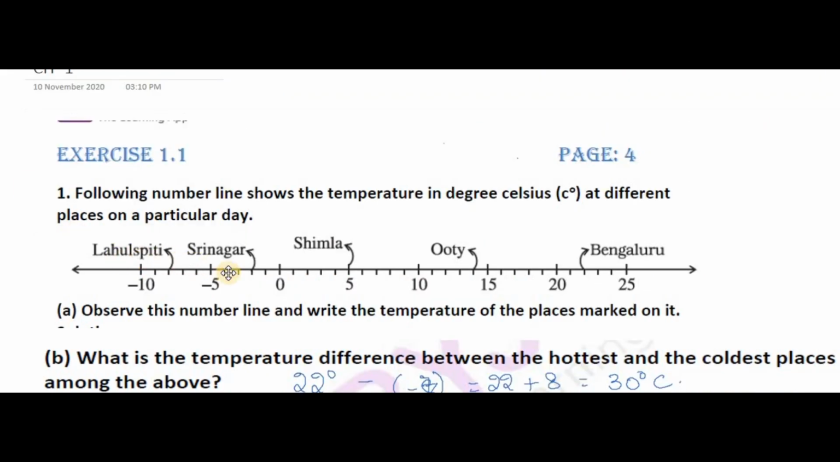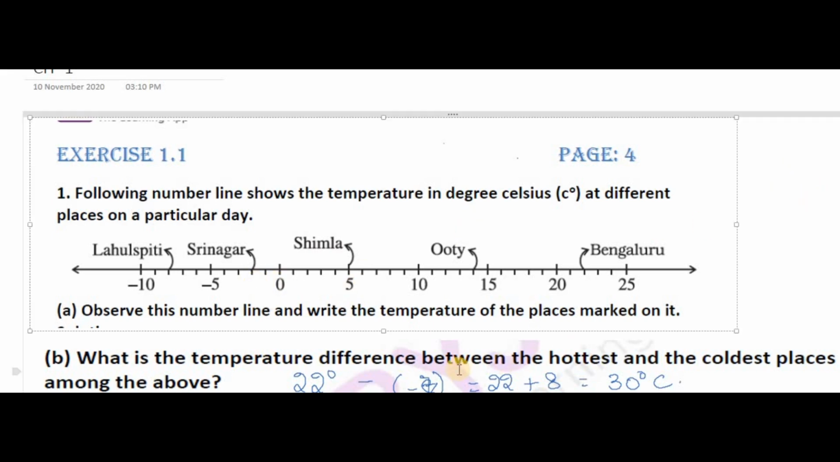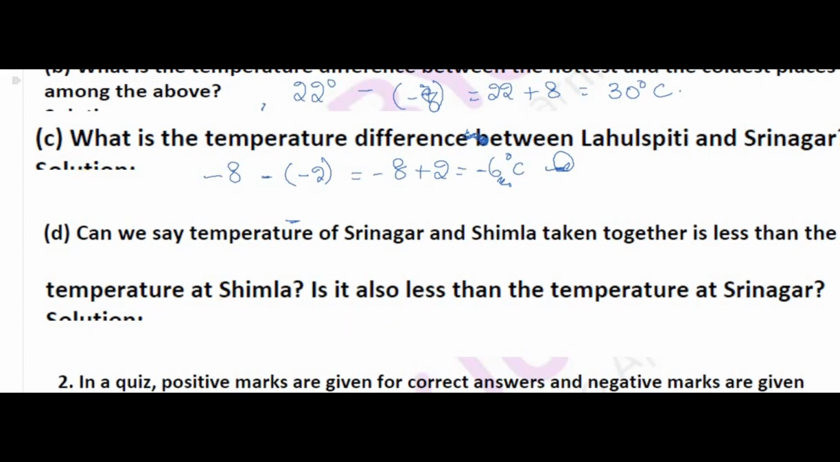Okay, so Srinagar is minus 2 and Shimla is 5. So he's asking this one. Together is nothing but addition. So Srinagar is minus 2 plus Shimla is 5. So as we already know that, we can also write like this: 5 minus 2 is 3 degrees Celsius.